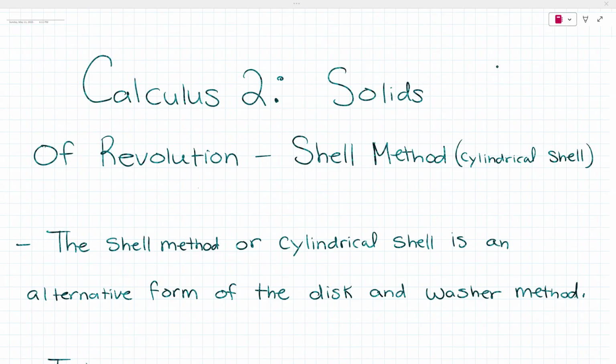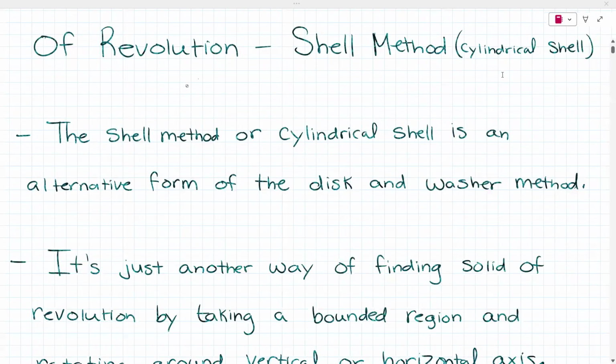This method works either way, so you can use this method and you get the same answer. You've learned the disk and washer method, so here's just another alternative. The shell method, or cylindrical shell, is an alternative form of the disk and washer method.